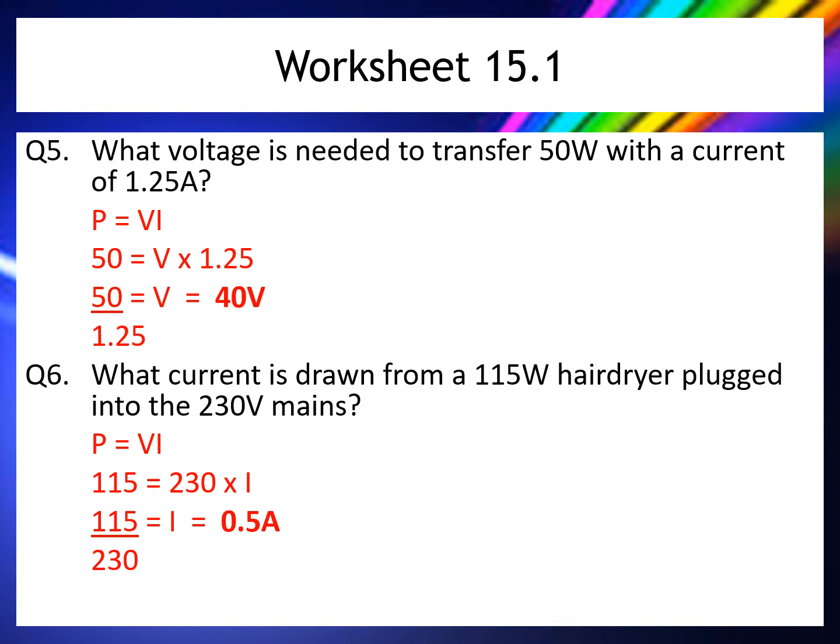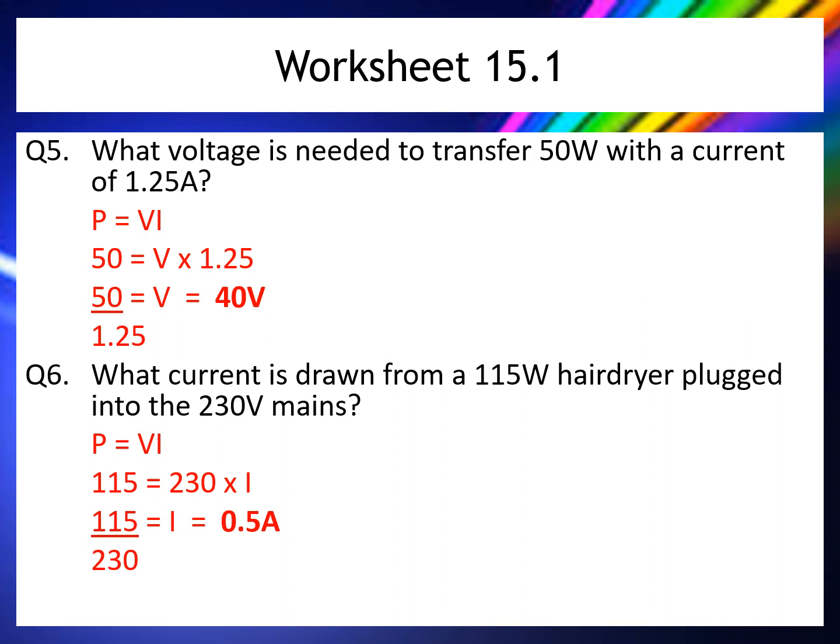Question 5, we're being asked to calculate voltage. So again, we write P equals VI, numbers in underneath. 50 watts equals V multiplied by 1.25. Again, reverse maths. 50 divided by 1.25 equals V, which gives us 40 volts.